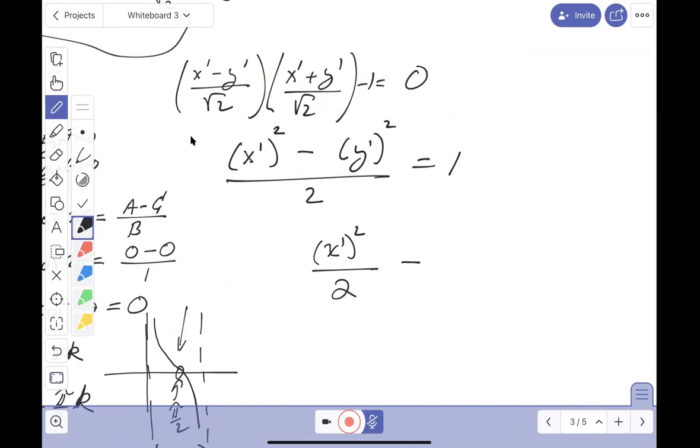I forgot they had 1 on both sides. And the reason I said that, because I look at the equation, that's not going to go anywhere. Not where I want to go anyway. So what do you get over there? Y prime squared over 2 is equal to 1.